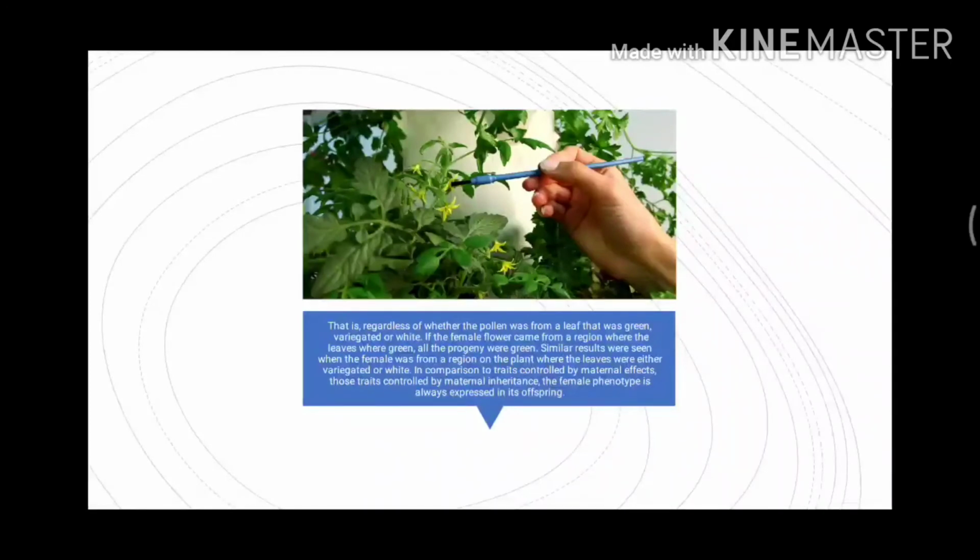If the female flower came from a region where the leaves were green, all the progeny were green. Similar results were seen when the female was from a region on the plant where the leaves were either variegated or white. In comparison to traits controlled by maternal effect, for those traits controlled by maternal inheritance, the female phenotype is always expressed in its offspring.